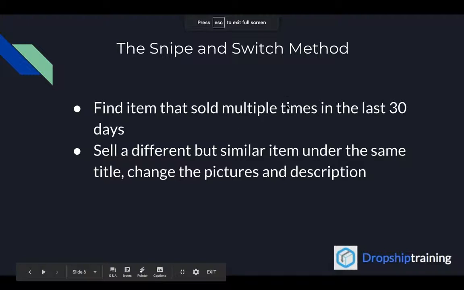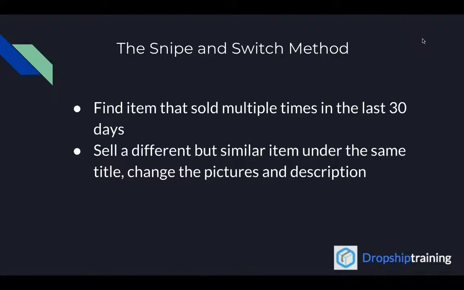In this video, I'm going to be teaching you guys about the snipe and switch method. Like I said in the previous 3 videos, there's 4 methods people use to make money drop shipping on eBay. And this is the fourth and final one, the snipe and switch method. This is one that you see less often. This is more of an advanced strategy, but essentially what we are doing is similar to the sniper method.